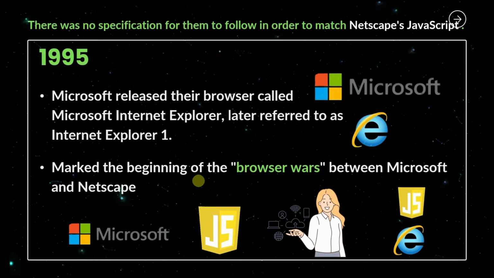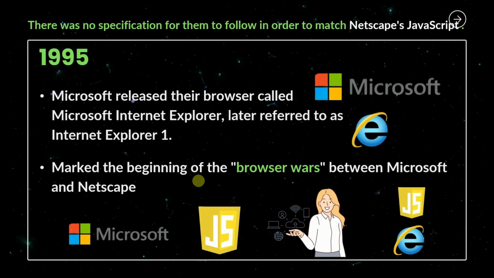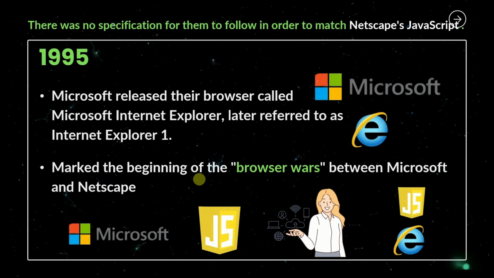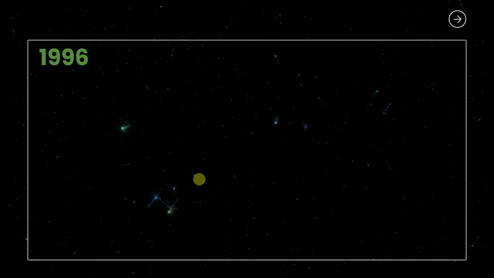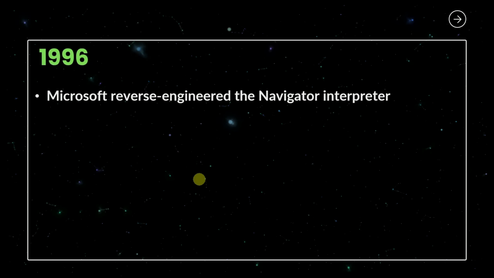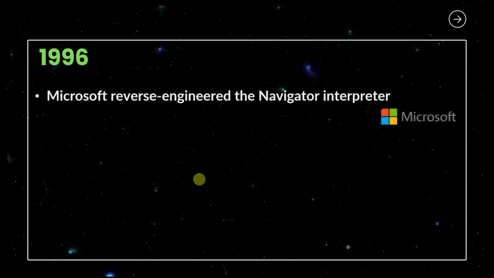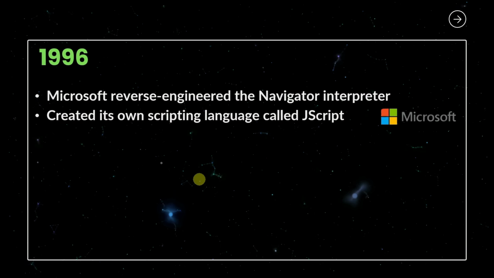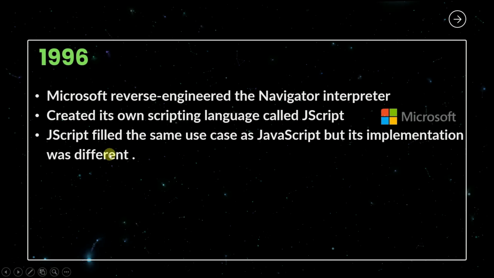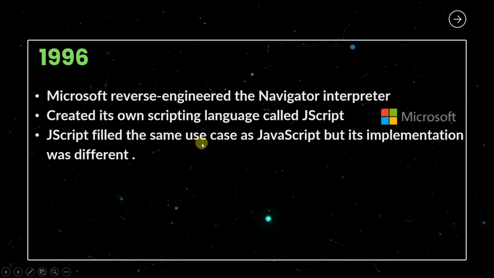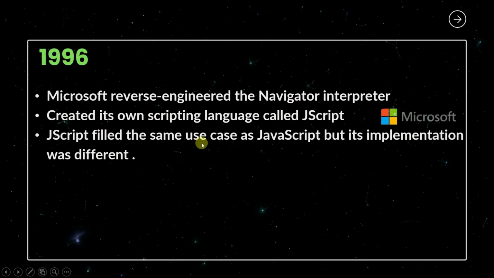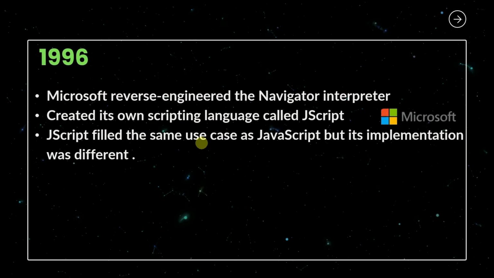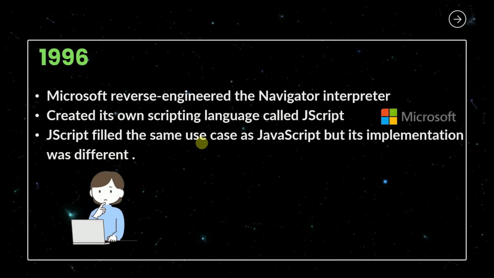But during that time, Netscape was using JavaScript and there was no specification for JavaScript which could be used by Microsoft. So in 1996, Microsoft reverse engineered the Navigator interpreter and created their own scripting language called JScript. This JScript was filling the same use cases as JavaScript, but the way it was implemented and used was completely different from JavaScript.